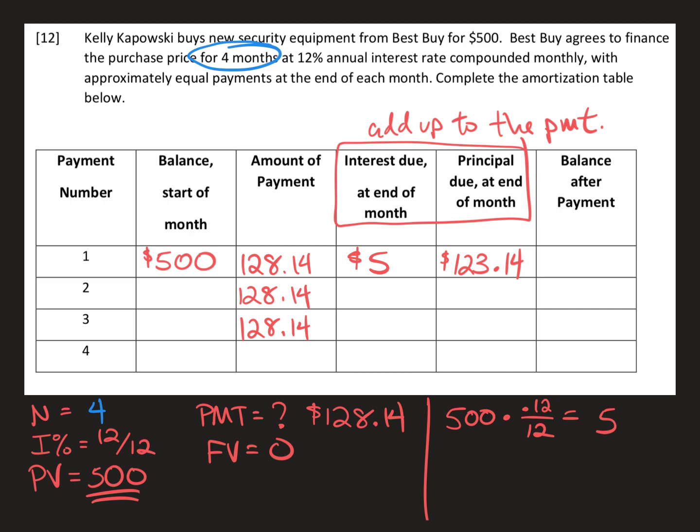So after the payment is made, the principal is reduced by this amount. So we can do a simple subtraction here. 500 minus $123.14 is $376.86, which is the new balance, 376.86. And then you just proceed through this process to fill in the rest of the table.